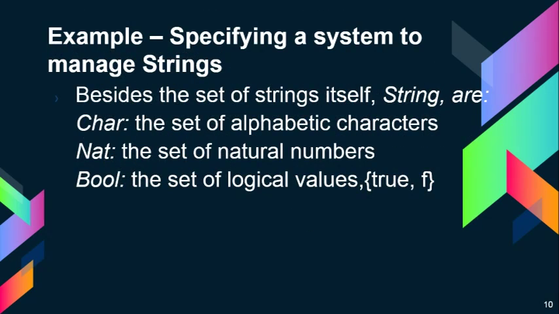Short inspection of this list shows that the sets involved, besides the set of strings itself, which is string, are first char, which is the set of alphabetic characters. Next one is math, which is the set of natural numbers. The boolean, the set of logical values. So these sets are used by a system to manage strings.